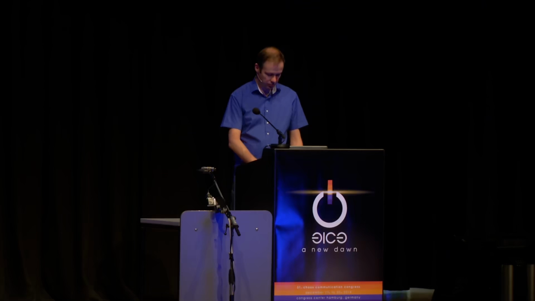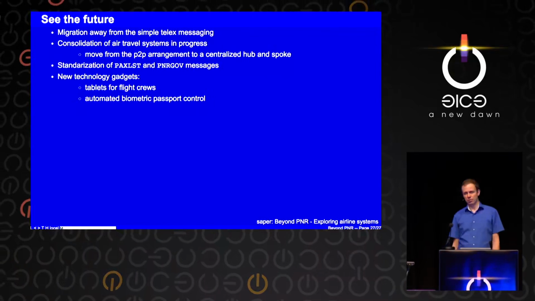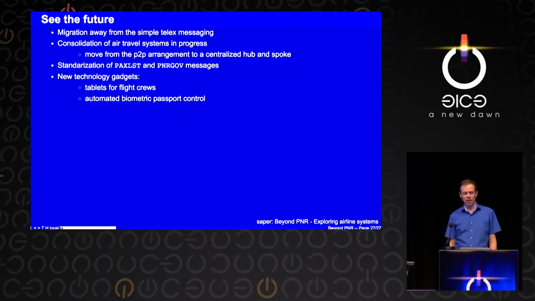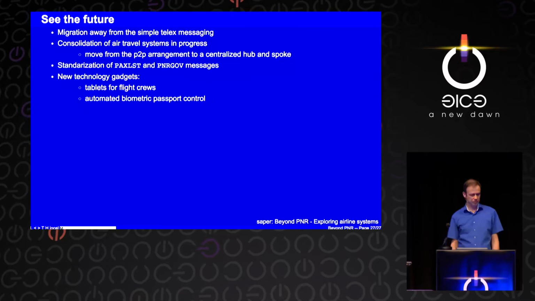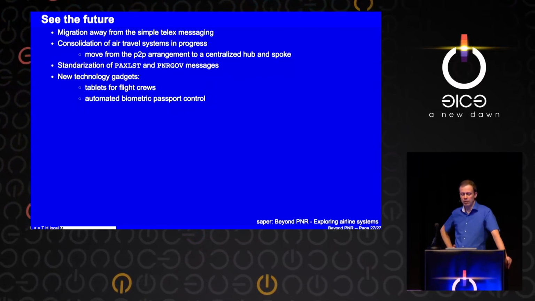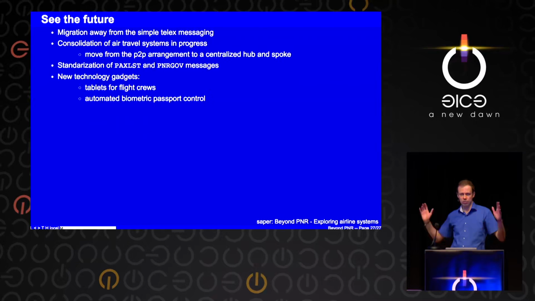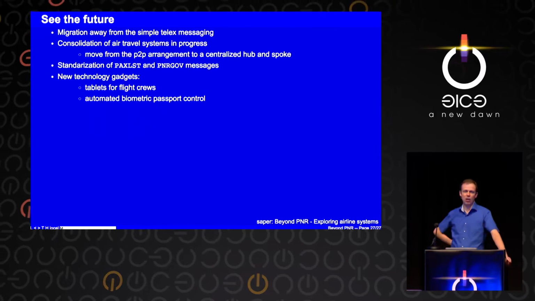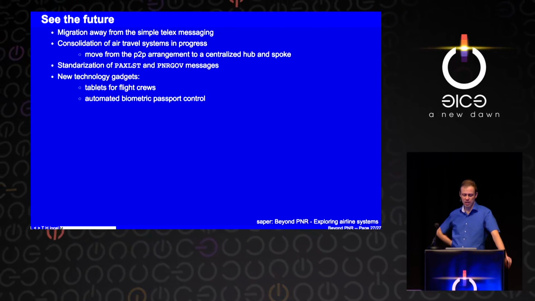As a final note, I just want to say something about the future, what is now happening in the systems. We're facing now a migration away from simple Telex messaging. So no longer a simple email-like thing. It's going to look like those horrible structured records which are being served. There's also a move away from the peer-to-peer arrangement between various airlines, and at least two companies who try to integrate the whole travel industry in one or two huge databases.